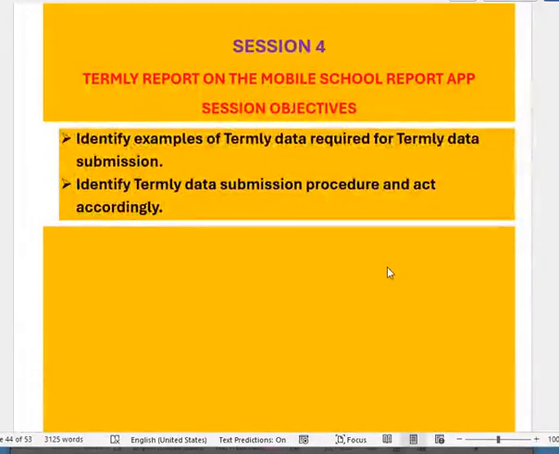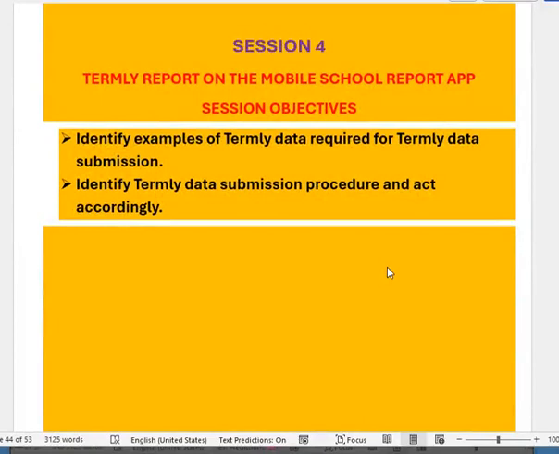Welcome back to another section on the lesson introduction to the mobile school report card application. In our previous lessons, we have dealt with the overview of the mobile school report application. We have learned about the relevance of using this mobile app for school management. We also learned about the data required for submission on the mobile school report card.